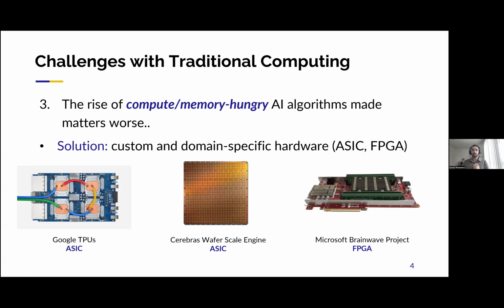The third challenge is the rise of compute and memory hungry AI algorithms, which made matters worse. The solution has been to focus on customization and domain-specific hardware at the level of the architecture itself. Examples include the Google TPUs, which are built as systolic arrays on ASIC, the Cerebras wafer scale engine, also an ASIC, and the Microsoft Brainwave project, which built cloud infrastructure using FPGAs to accelerate their workloads.